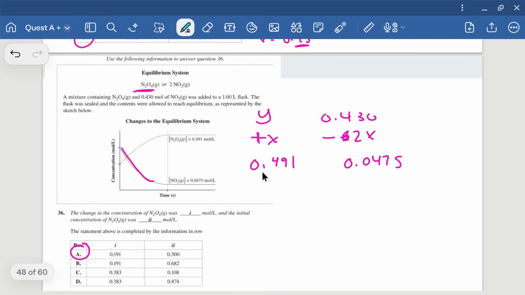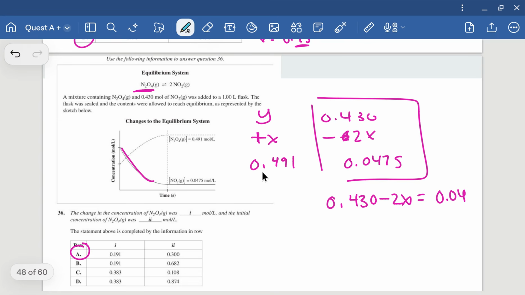So we want to know if it's the original. We have to use this bit of information, and this is right. It is being used up, so we are subtracting it. So we know that 0.430 minus 2x equals 0.0475. That allows us to find x, and x is going to equal 0.191. So that is our first part, the change in the concentration. If they're asking about the change, they're asking for x in the first one.